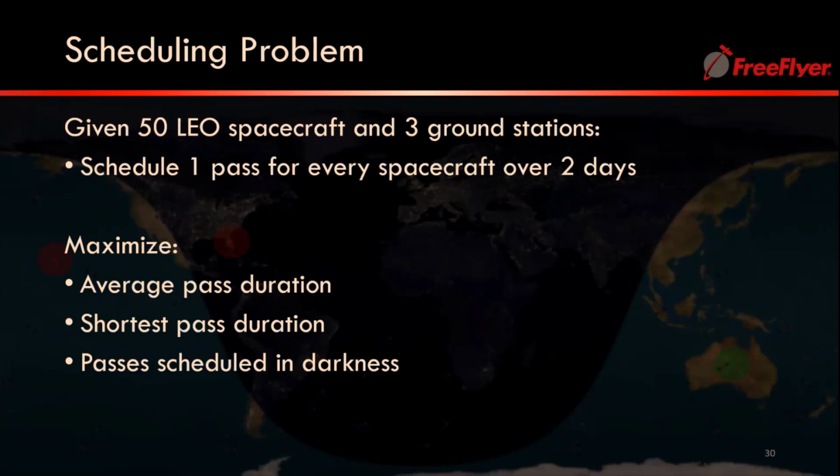And our goals for this scenario are going to be to maximize the average duration of the pass for each spacecraft across the entire constellation. We also want to maximize the shortest pass duration when we take into account all of the scheduled passes. What is the shortest amount of time that we have for any given spacecraft? We want to make that value as high as we possibly can. And then we also want to maximize the number of passes scheduled in darkness. So we want to not schedule the passes during the daytime if possible.